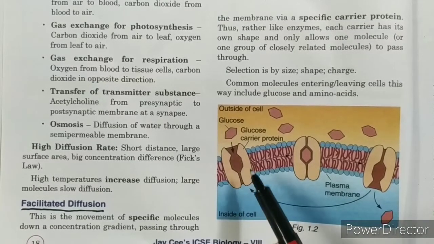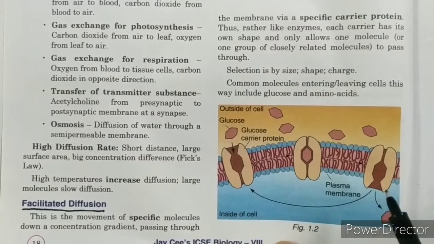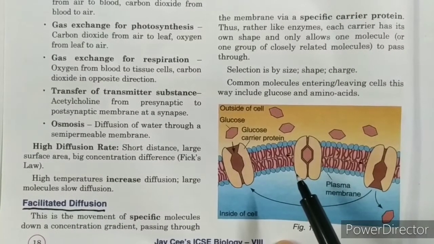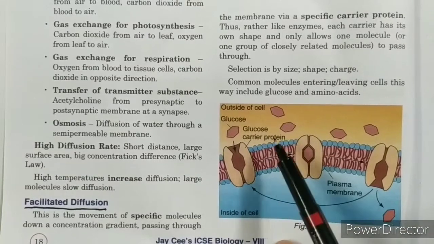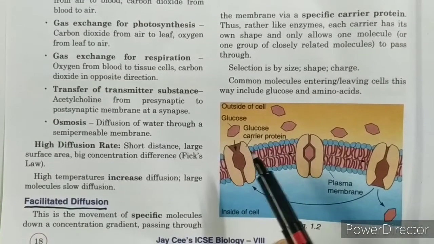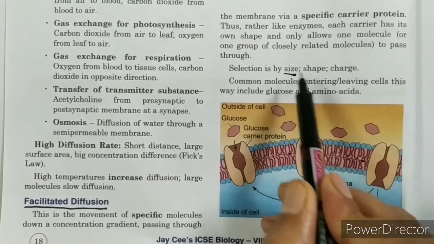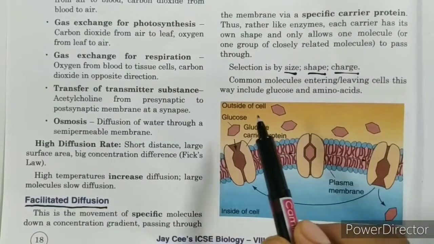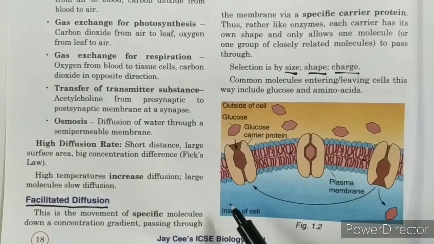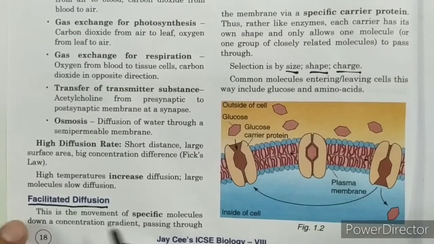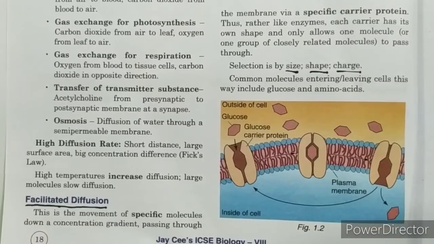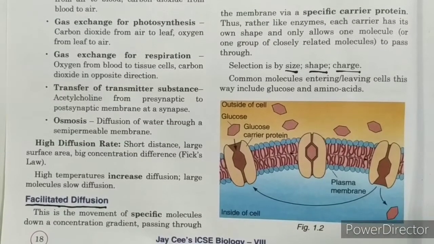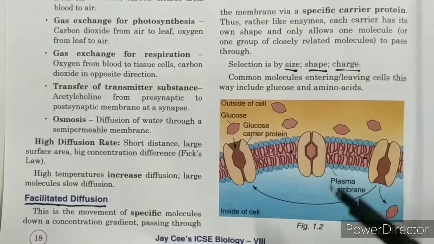Because they have carrier proteins, and these have a definite shape, they only allow one molecule or the same type of molecules which have the same size, shape or charge. So these carrier proteins only allow specific molecules, and this is why it is known as facilitated diffusion. Facilitated diffusion means that they provide a special facility to only a selected type of molecules that pass through.